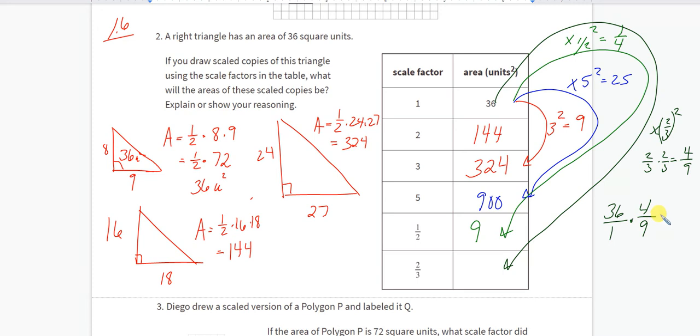In fact, this one works out really good because you have common factors here that reduce. 9 goes into 36 4 times, right? So 4 times 4 is 16 over 1. So this is just 16.